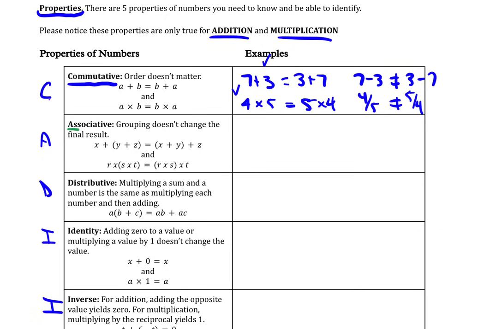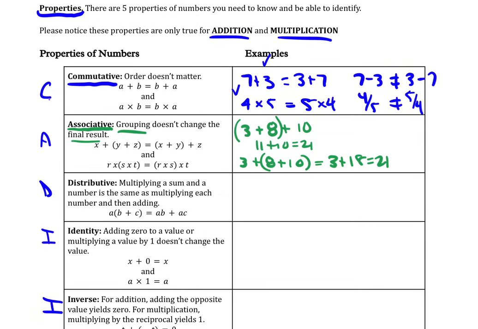The associative property thinks about who do I associate with, and it doesn't really matter the order I associate with people. So grouping does not change what I'm doing. If I have 3 and 8 and 10, if I add the 3 and the 8 first, I'm going to get 11 plus 10, so I'm going to get 21. If I group the 8 and 10 first, that's 3 plus 18, that's also 21. So it doesn't matter which one I do first, I'm still going to get the same answer.